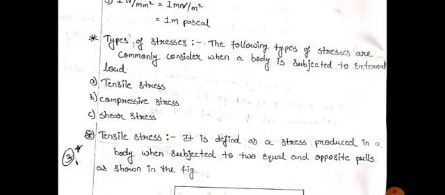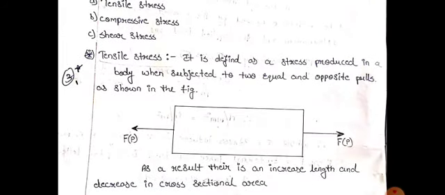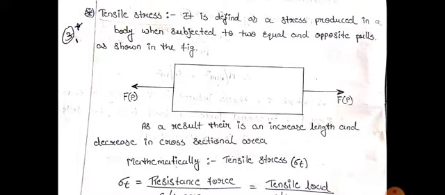So what are the types of stresses? There are mainly three types of stresses we are considering. The following stresses are commonly considered when a body is subjected to external load: tensile stress, compressive stress, and shear stress. Tensile stress is defined as the stress induced in a body when subjected to two equal and opposite pulls. Here you can see a rectangular block is taken, and external forces are applied on both sides.